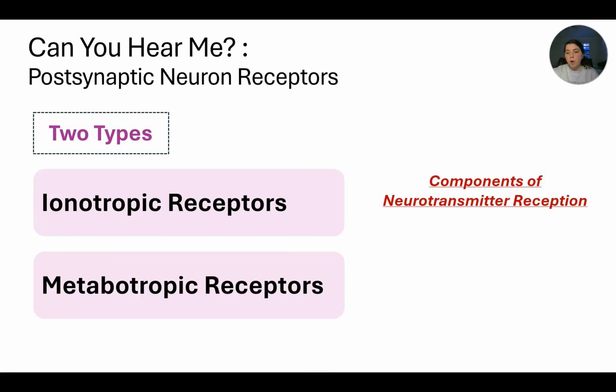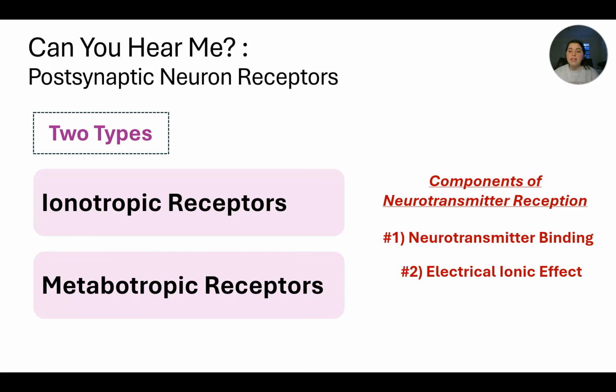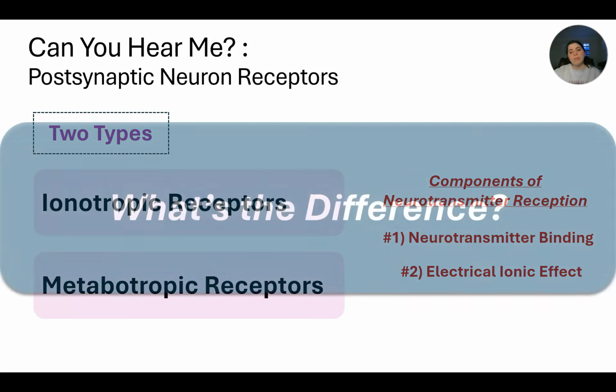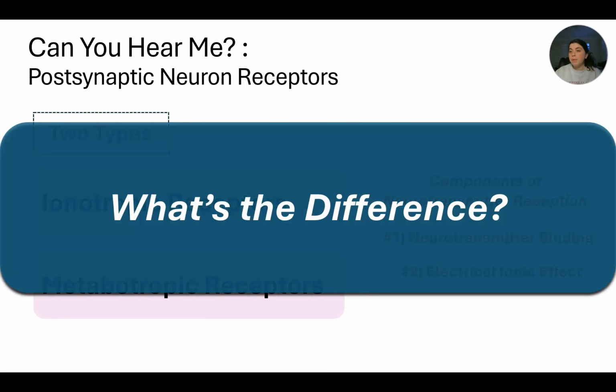There are different components of neurotransmitter reception. The first is neurotransmitter binding, so the actual chemical, the neurotransmitter molecule, has to be able to bind to the receptor itself. But then the second component downstream of that is that once the chemical binds, it has to initiate some sort of an electrical ionic effect, meaning that the neuron will either become further polarized or it might become depolarized. And so you might ask, what's the difference between ionotropic and metabotropic receptors? The answer is that the way in which the chemical binding is linked to the downstream electrical effect is going to be different. And I'm going to go more into depth into what I mean by that now.